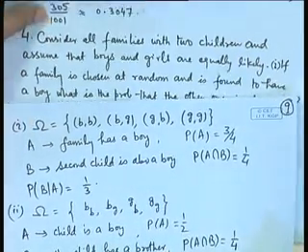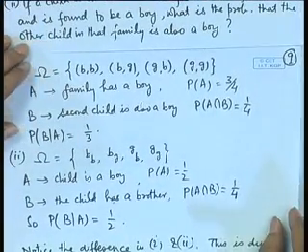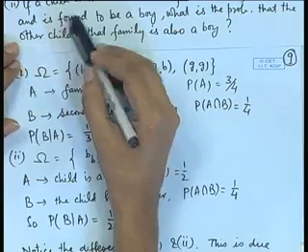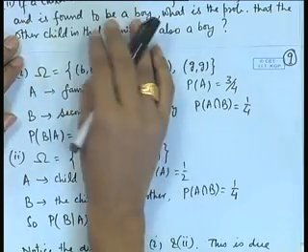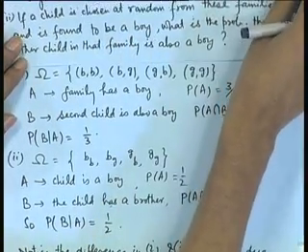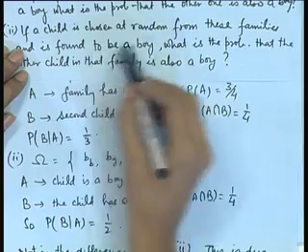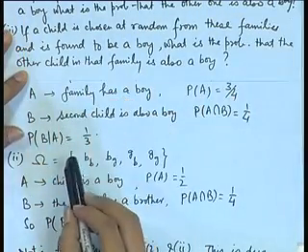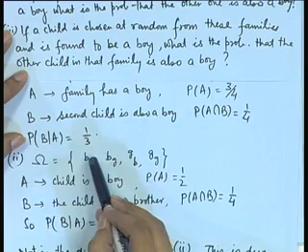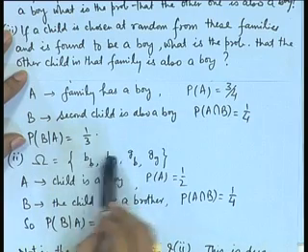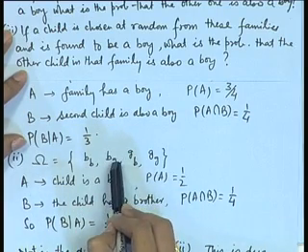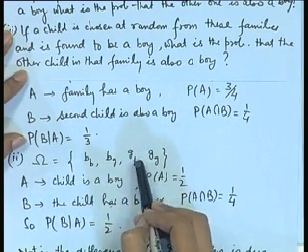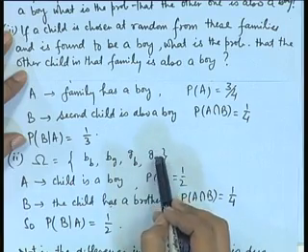Let us look at the second part of this problem. Here the sampling scheme is different. Here, from the collection of all the families, we choose a child at random. If a child is chosen at random from these families, that means the child can be a boy with a brother, a boy with a sister, a girl with a brother, or a girl with a sister.